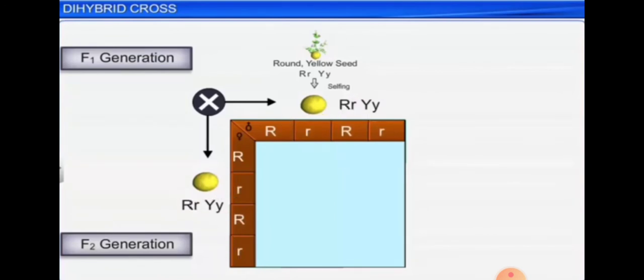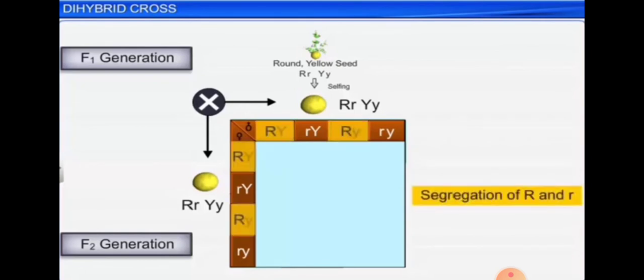So in the segregation of one pair of genes, capital R and small r, 50% of the gametes have the capital R gene, and the remaining 50% have the small r gene. Other than this, gametes having capital R or small r must also have either capital Y or small y.